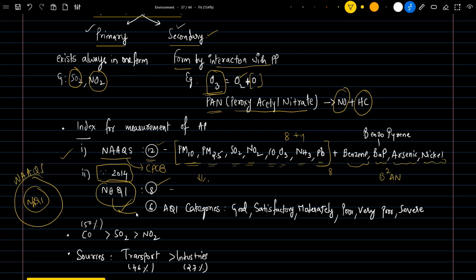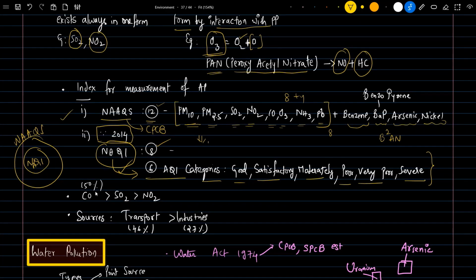And this AQI has 6 categories, which range from good, satisfactory, moderately polluted, poor, very poor, and severe. So based upon the different levels of these 8 pollutants, CPCB will be categorizing air quality into these 6.